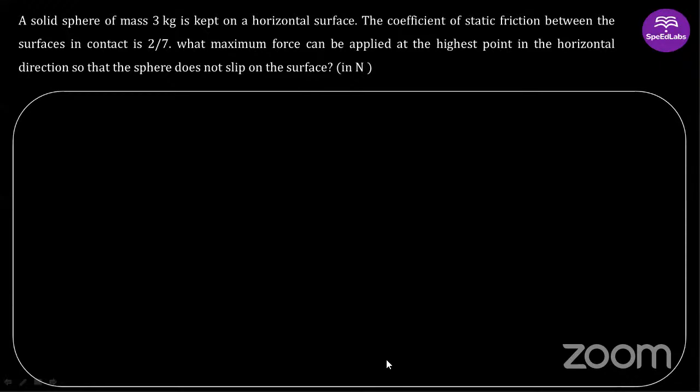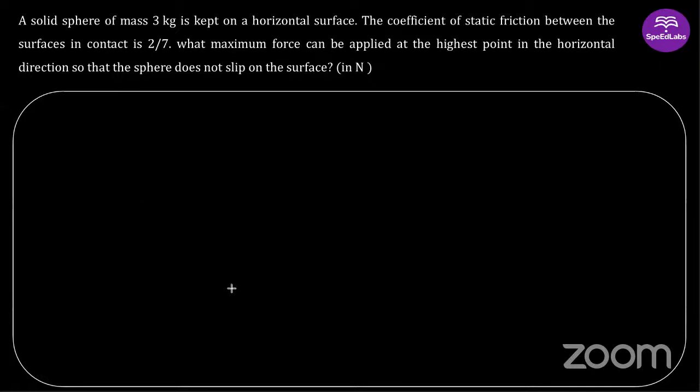A solid sphere of mass 3 kg is kept on a horizontal surface. The coefficient of static friction between the surfaces in contact is 2/7. What maximum force can be applied at the highest point in the horizontal direction so that the sphere does not slip on the surface? Now for this question, we need to make the diagram.